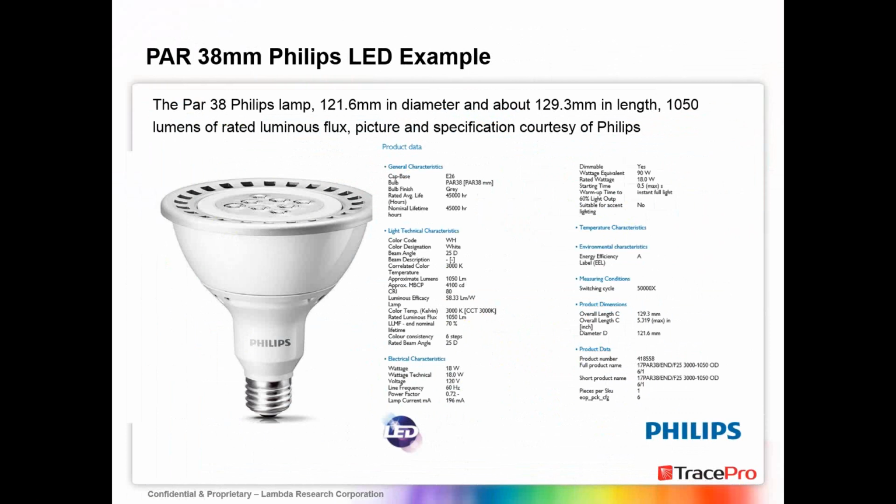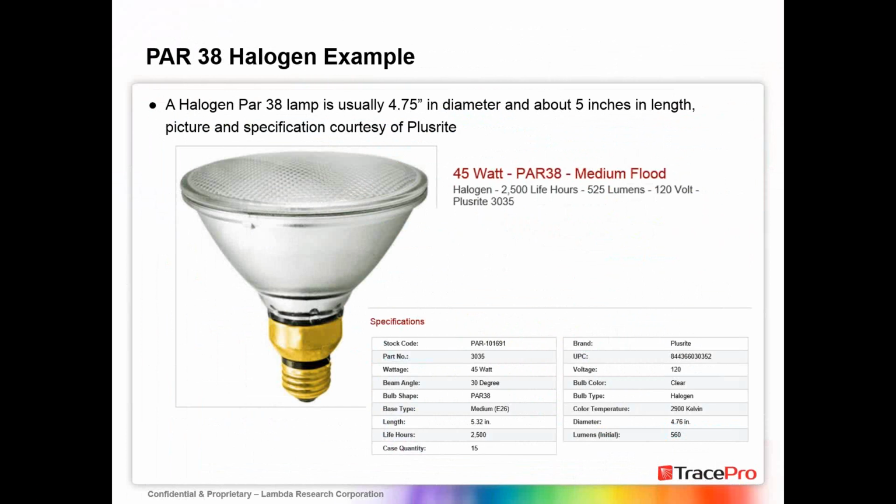Let's look at an old style halogen example of a PAR 38. Once again, it's 4.75 inches in diameter, about 5 inches in length, and this picture and specification is courtesy of PlusRite. So here's your average 45 watt, 525 lumen, medium flood that we're trying to duplicate, except that we want a smaller angular output. In this case, this one happens to be a 30 degree. We want a 14 degree. So pretty much what we're trying to replace here.